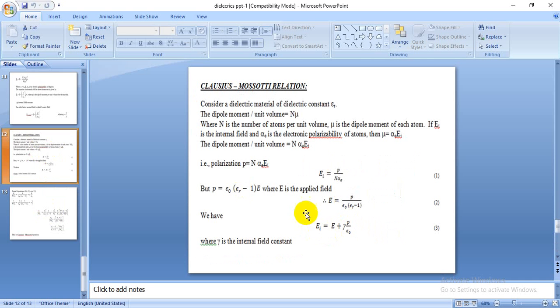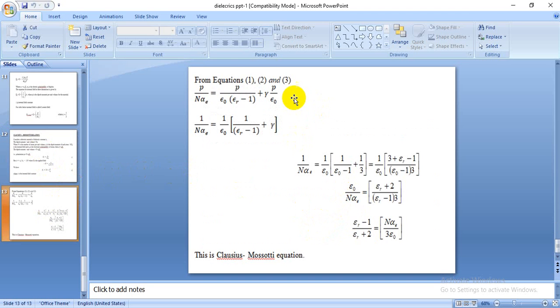Now, EI equals P divided by N into alpha E, and E equals P divided by epsilon naught into epsilon r minus 1, plus gamma into P divided by epsilon naught. Substitute everything in this equation. In all the terms P is common, so take it outside and cancel it. So 1 by N into alpha E equals 1 by epsilon naught into 1 by epsilon r minus 1 plus gamma. Take the LCM for epsilon r minus 1. The value of gamma we already know is 1 by 3, so substitute that. Taking the LCM gives 3 plus epsilon r minus 1, that is epsilon r plus 2, and again you will get this equation.